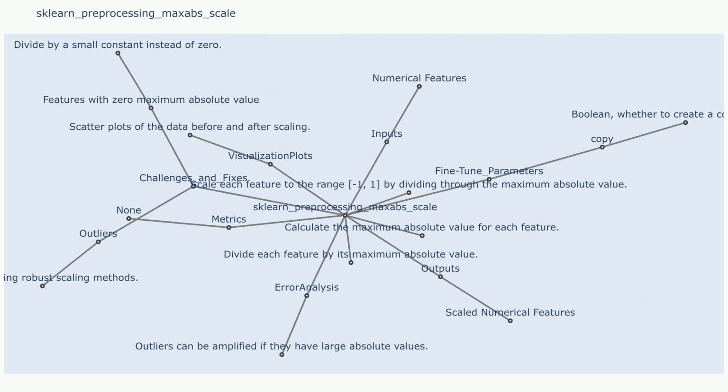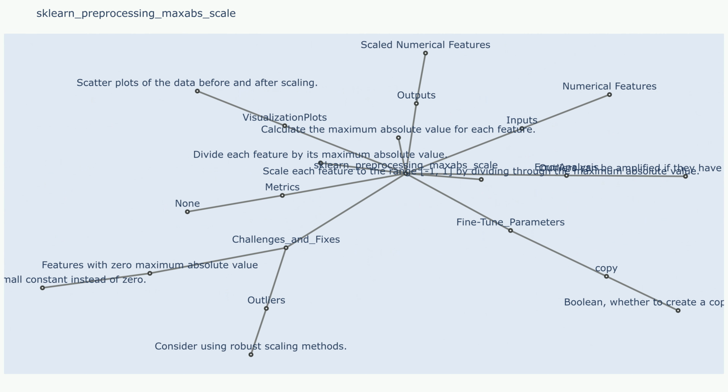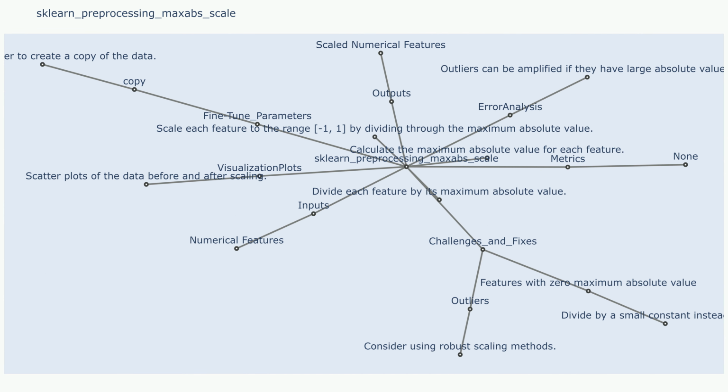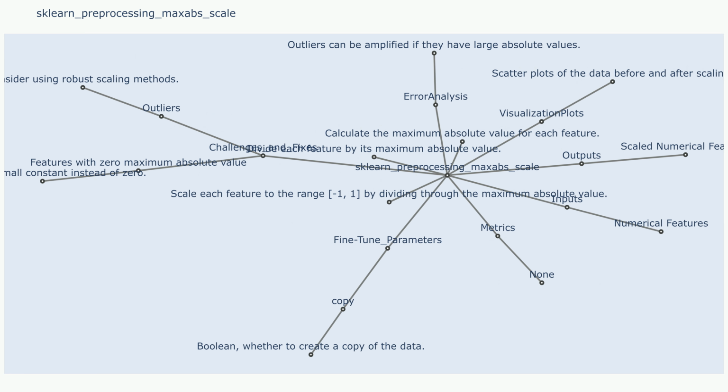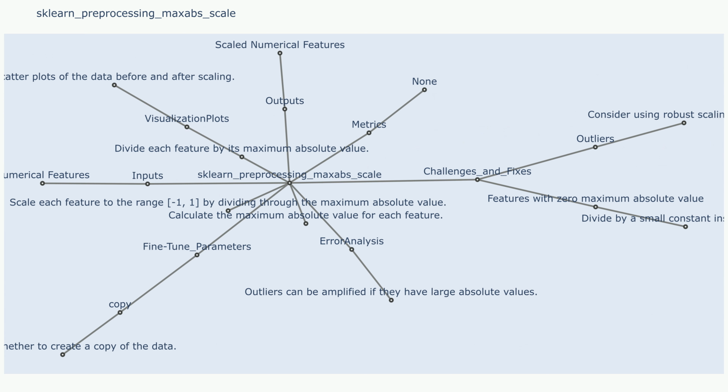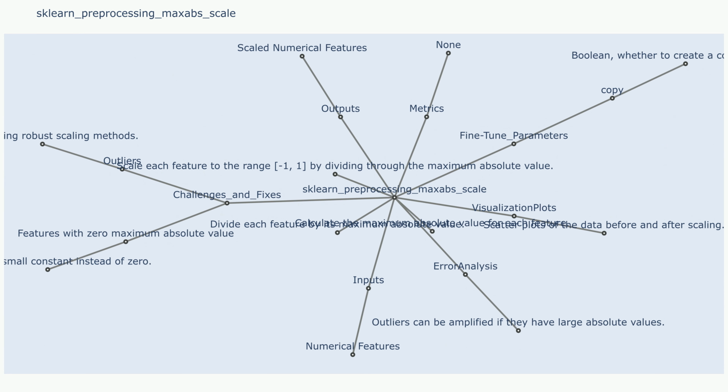Challenges and fixes. Challenge 1. The max abs scaler can be sensitive to outliers in the data. Sample use case that resulted in challenge 1. If a feature has a single outlier with a very large absolute value, the scaling factor for that feature will be dominated by the outlier, leading to a skewed scaling of the remaining data points. Fixes to challenge 1. Consider using a robust scaler like robust scaler or quantile transformer, which are less affected by outliers.